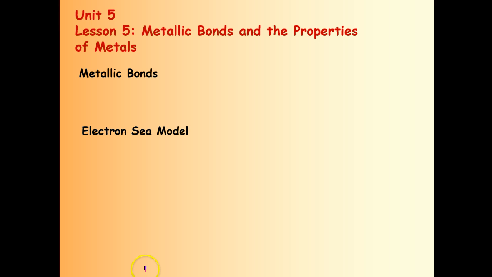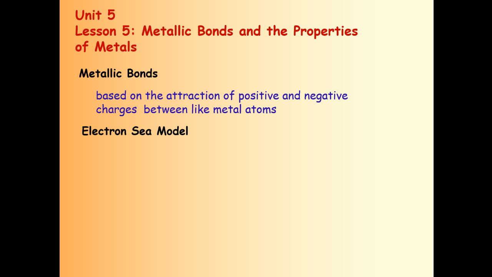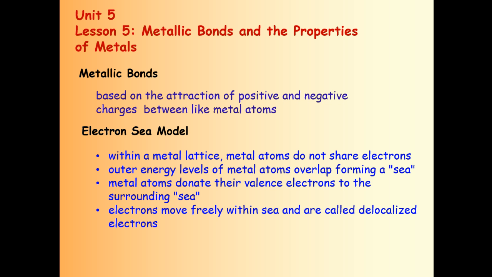It's Mrs. Weefy here to talk about Lesson 5, Metallic Bonds and the Properties of Metals. Now, metallic bonds are different from ionic bonds in that we are dealing with just all metals rather than metals combining with nonmetals. This is based on the attraction of positive and negative charges between like metal atoms. Now, one special thing about metallic bonds is that it involves the electron sea model.